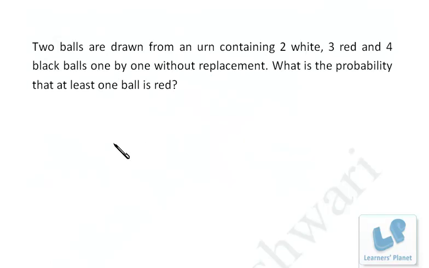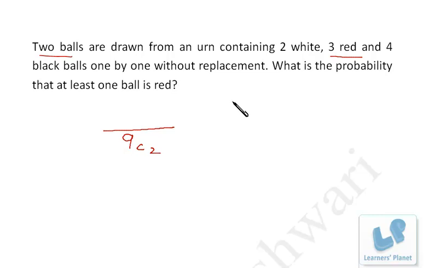Now here 2 balls are drawn from an urn containing 2 white, 3 red and 4 black balls, one by one without replacement. What is the probability that at least one ball is red? Since we are taking out 2 balls and we have 3 red balls, we have various cases. There are 2 ways of doing this problem. The first way: 2 plus 3 is 5, plus 4, in all there are 9 balls, right? And we have to draw 2 balls, so the total number of cases will be 9C2.